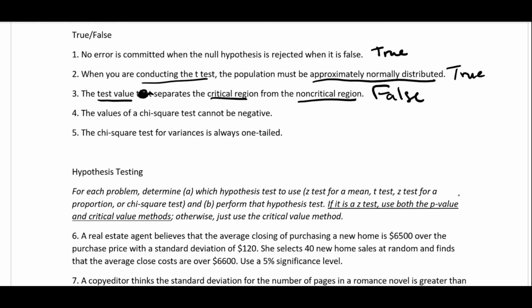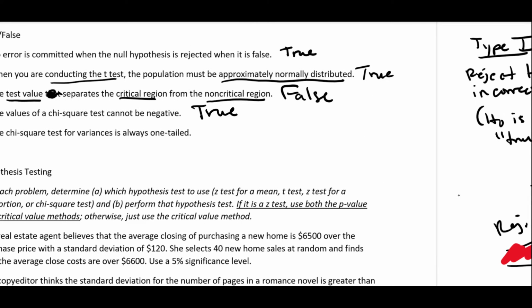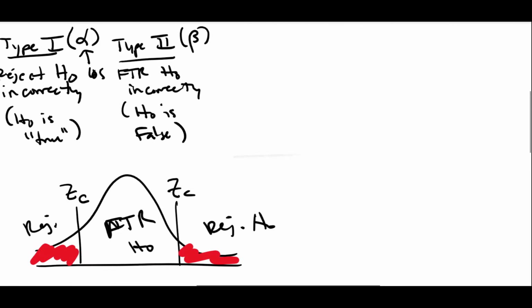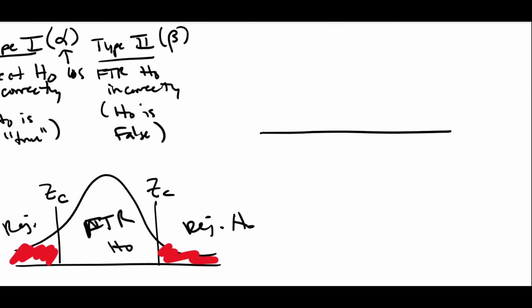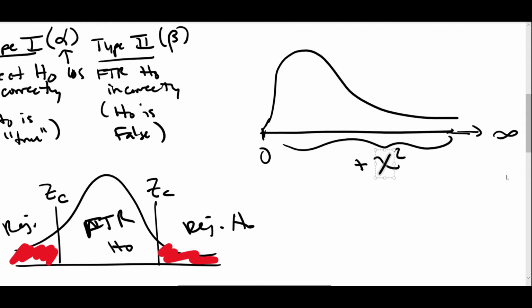Okay, the values of a chi-square test cannot be negative. So they're saying that the chi-squared value cannot be negative. And that is actually true. Remember that the chi-squared curve is actually positively skewed. It's skewed to the right, and it looks like that. This value here is when the chi-square is 0, and then it goes up all the way to infinity. So it basically just goes bigger and bigger. These right here represent the positive chi-squared values. So those values are positive. There are no negative values.